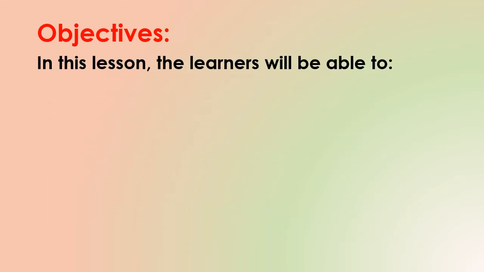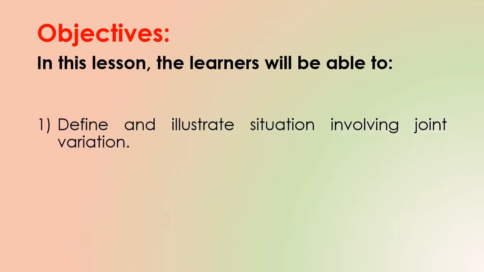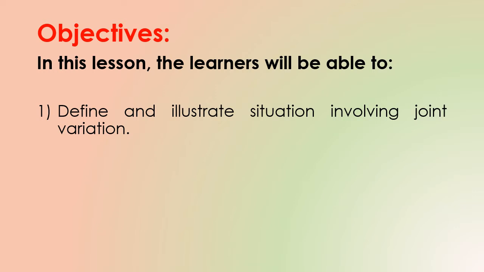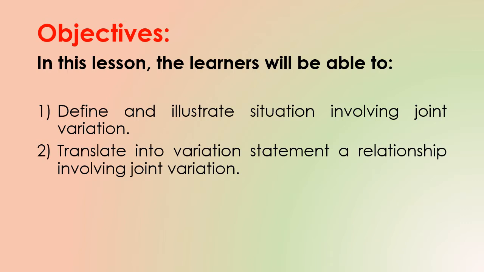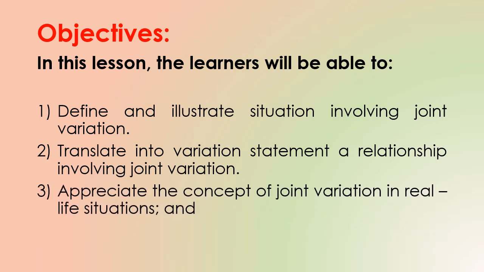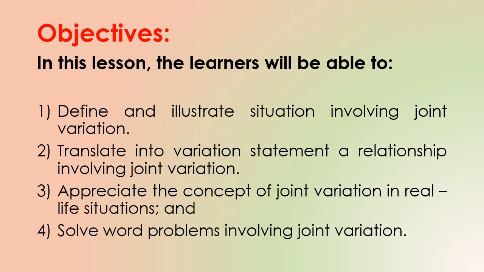So the objectives in this lesson, the learner will be able to: number 1, define and illustrate situations involving joint variation. Number 2, translate into variation statement a relationship involving joint variation. Number 3, appreciate the concept of joint variation in real-life situations. And lastly, solve worded problems involving joint variation.